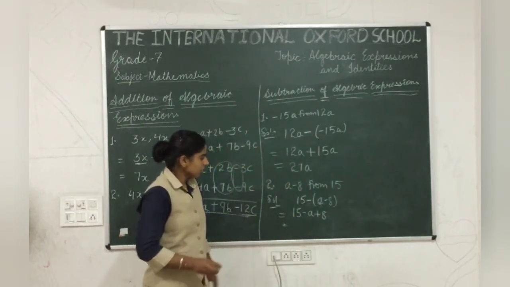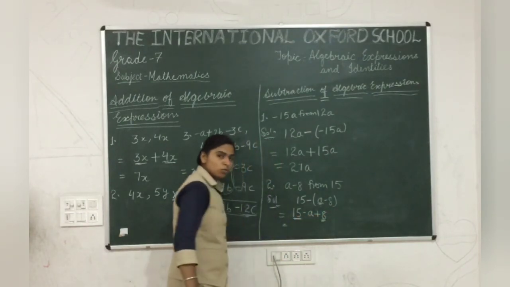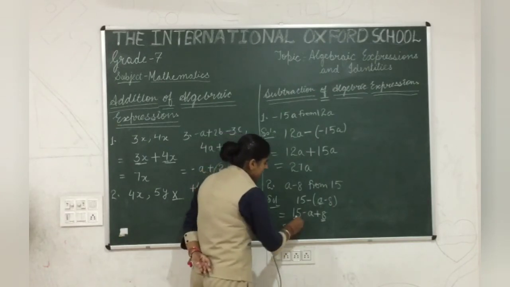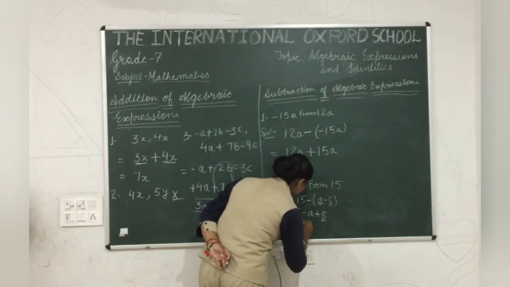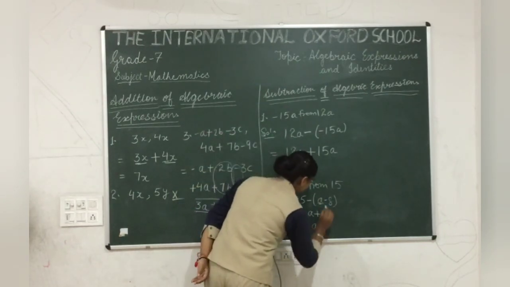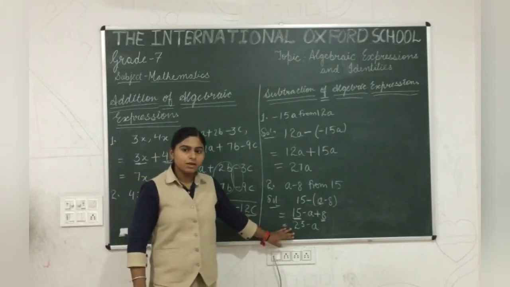Now we will check the like terms, that is 15 and 8. Both of these are constants, so we can add both of these, that is 15 plus 8 is equal to 23 and minus a as it is. So with this method you can do the subtraction of algebraic expressions.